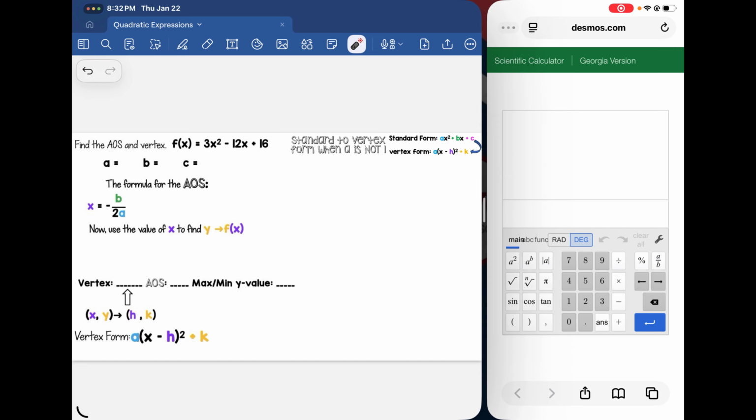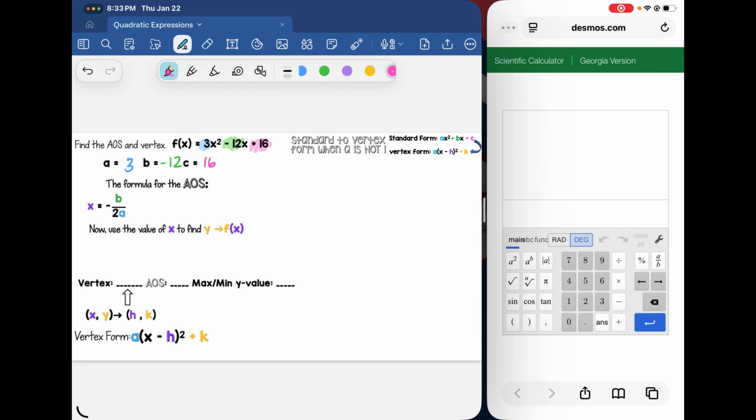I first need to identify my a, b, and c value. You don't really need c, but you definitely need your a and you definitely need your b. So my a value is the value in front of the x squared, and my b value is the value in front of the x. And my c value is 16, but I don't need it in this case. So we know that a is 3, b is negative 12, and c is a positive 16.